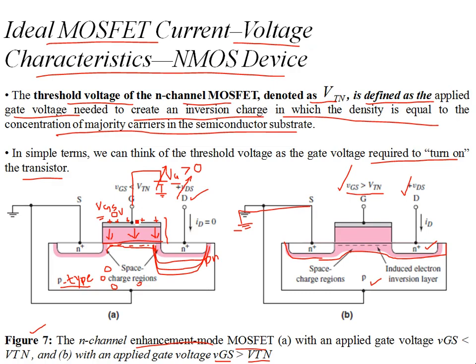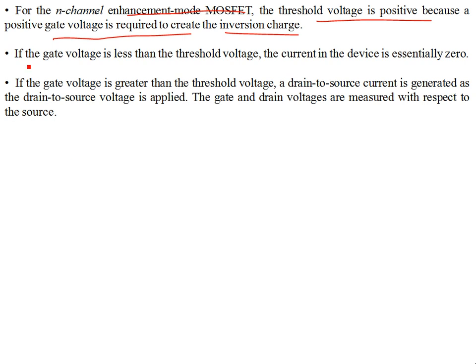This is adjacent to your oxide and semiconductor interface. So if the gate voltage is less than the threshold voltage, the current in the device is essentially 0. That means the transistor is off. It's not conducting. So this condition implies that your gate voltage, since we are measuring this with respect to S, the source terminal, is grounded, substrate is grounded as well. So when VGS is less than VTN, the transistor is simply off.